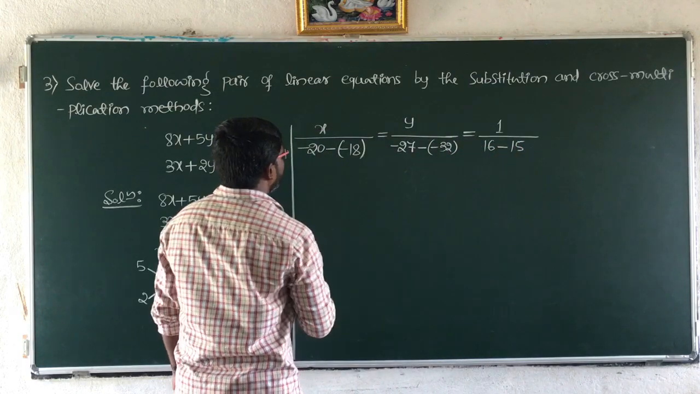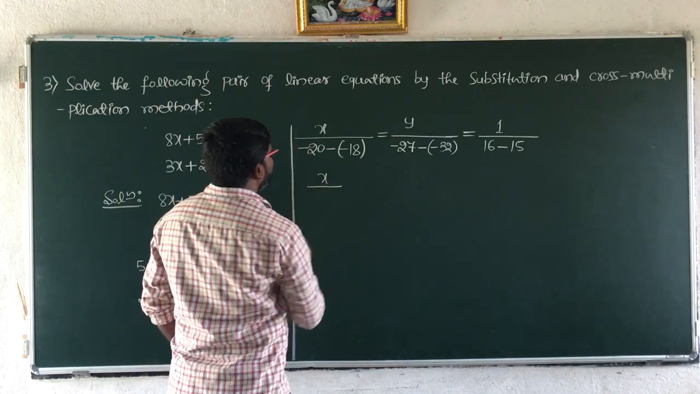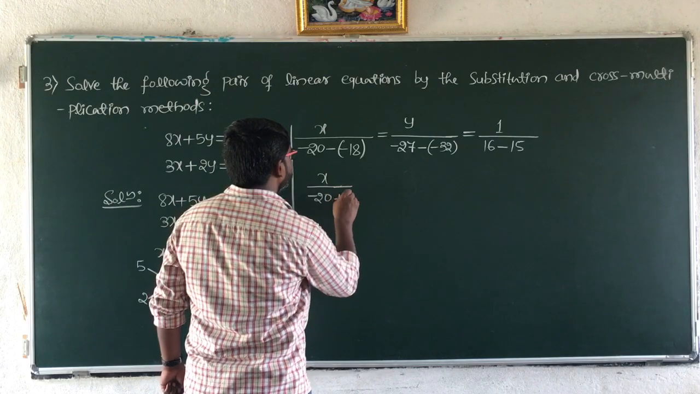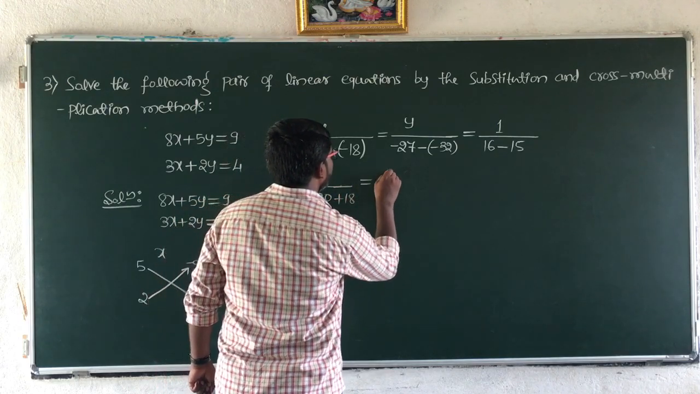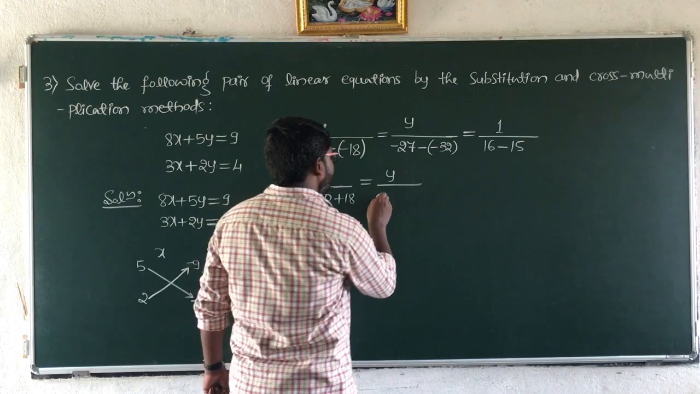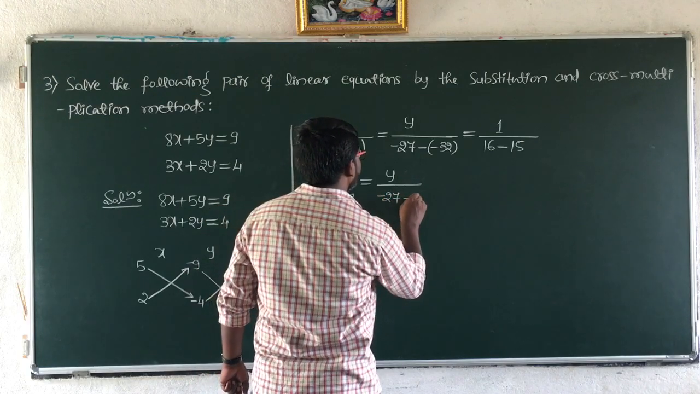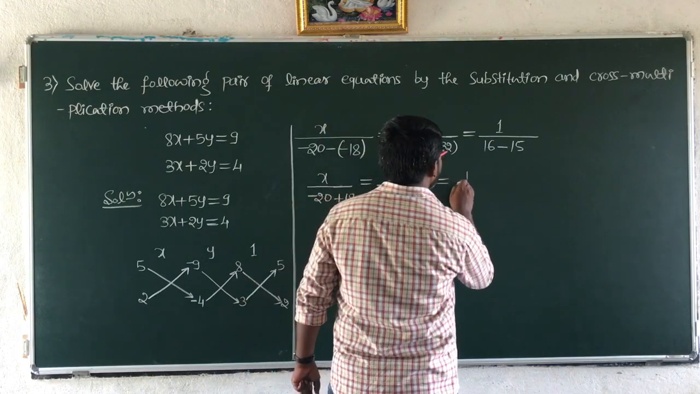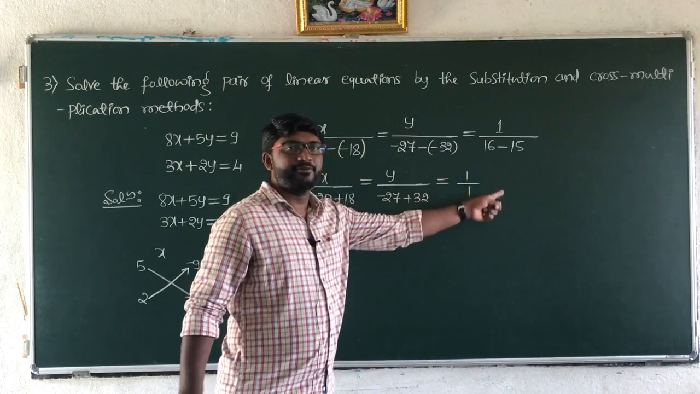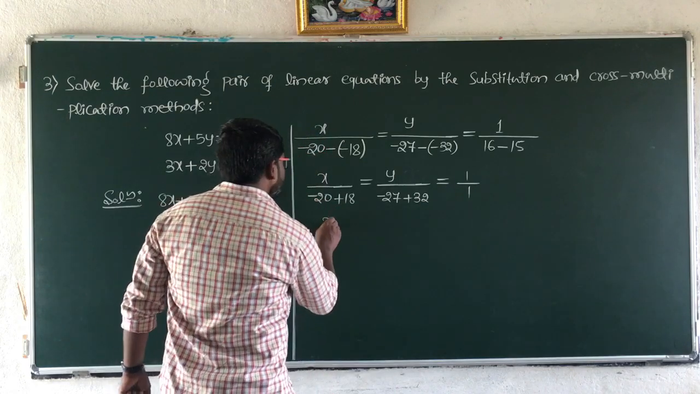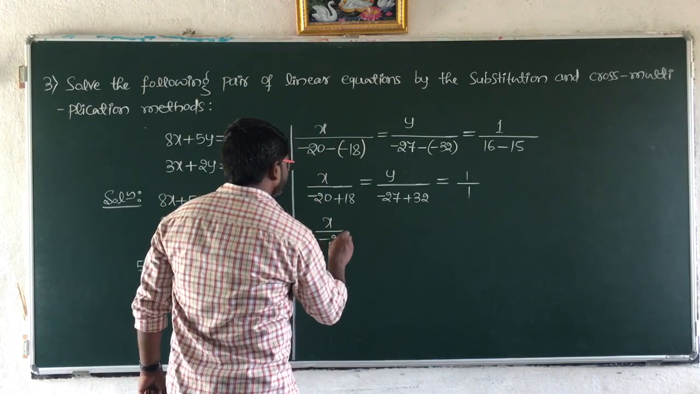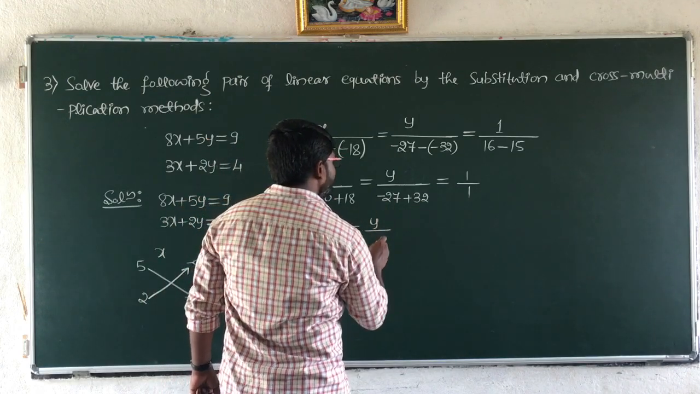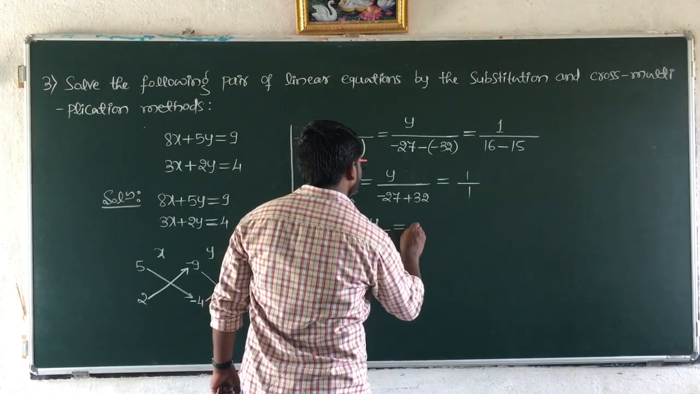So simplify this. X divided by minus 20 minus into minus plus 18, which is equals to y divided by minus 27 and plus 32, which is equals to 1 divided by 1. 16 minus 15 will be 1. So now x divided by minus 2, which is equals to y divided by 32 minus 27 will be 5, which is equals to 1.